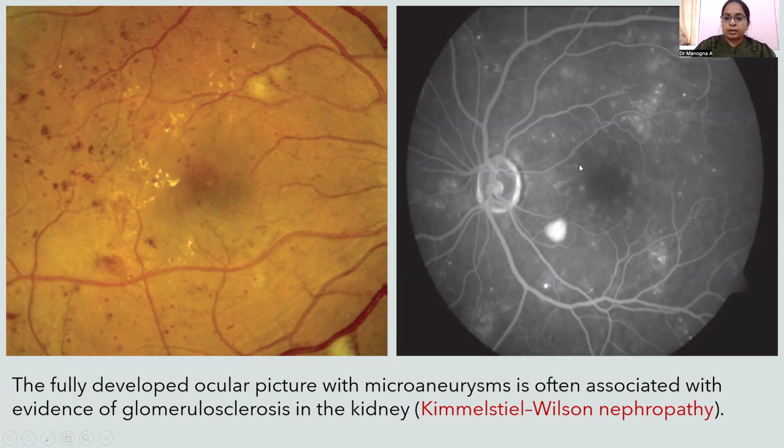And this is a fundus fluorescein angiography image of the same. All the white dots are microaneurysms. A few of them, see this microaneurysm which I'm highlighting, are leaking. And this question was asked once: the fully developed ocular picture with microaneurysms is associated with glomerulonephrosis of the kidney. What is it called? The answer is Kimmelstiel-Wilson nephropathy.